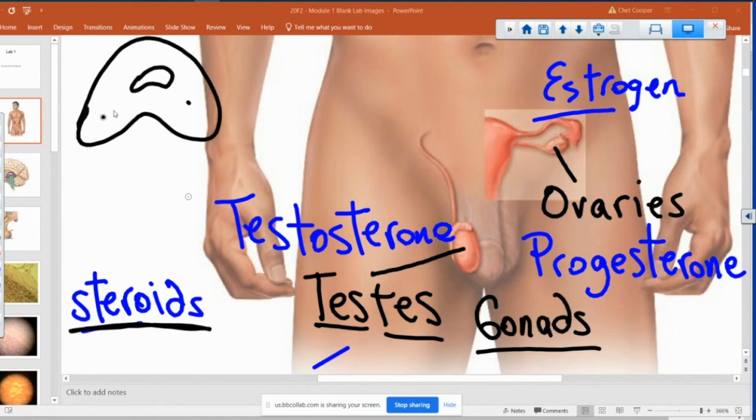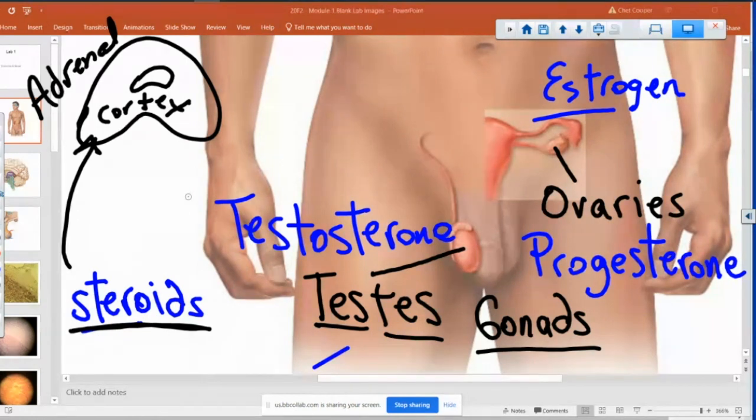Tell me what this is right here. Cortex. Cortex of what? Adrenal gland. There's your other steroids. Every steroid comes from either the adrenal cortex or your gonads, ovaries and testes. That's it. So you don't have to memorize every hormone.